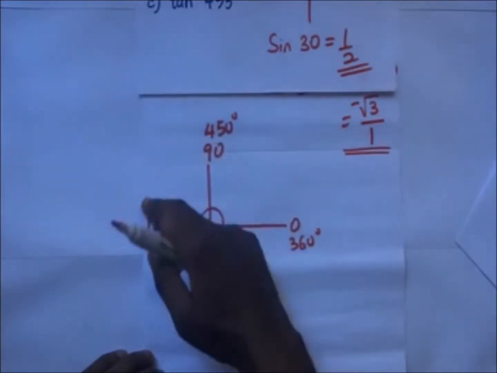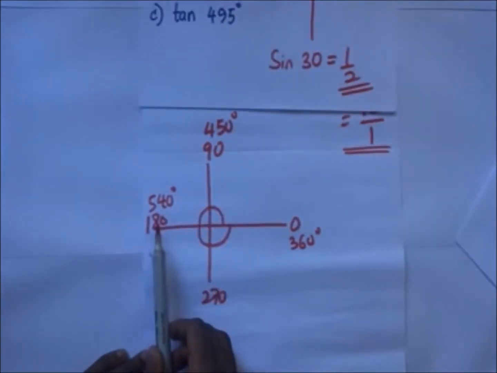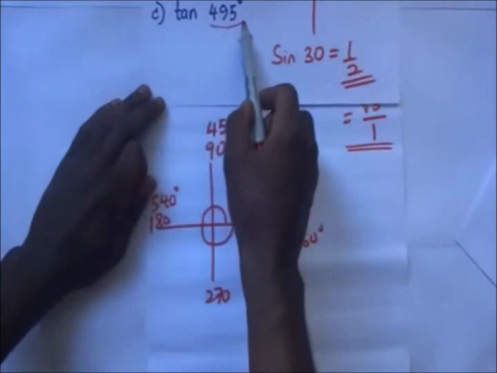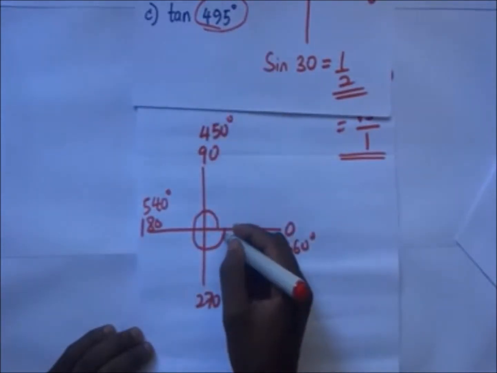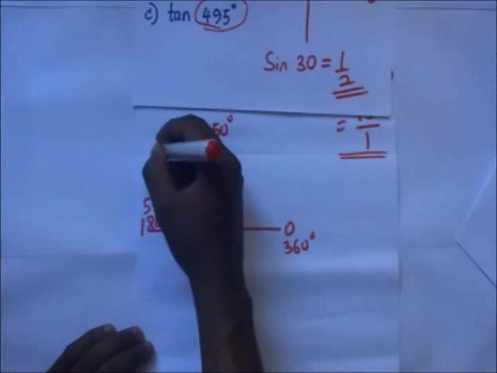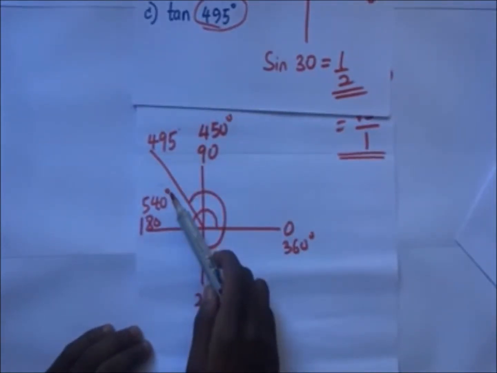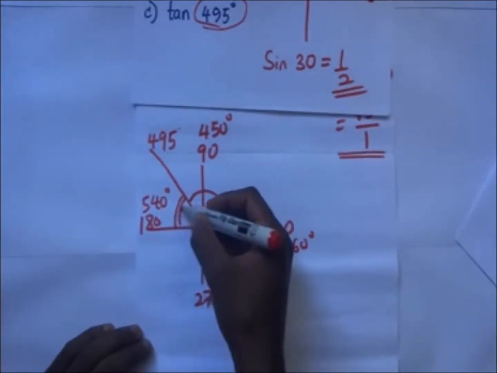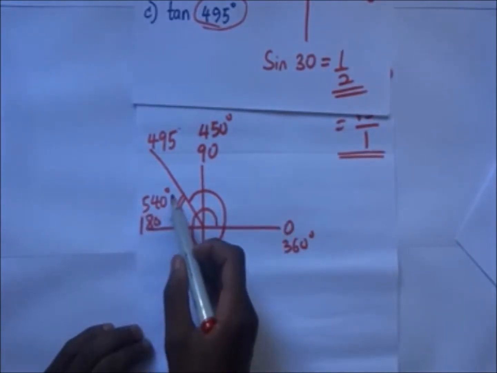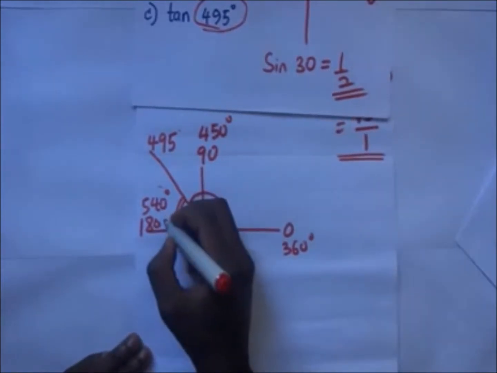When we add another 90 degrees, we come here, this is 540. So this angle 495 degrees is going to lie between 450 and 540. So it's lying in the second quadrant. After identifying that it's in the second quadrant, we need to find this remaining angle. It is going to be 540 minus 495, which gives us 45 degrees.